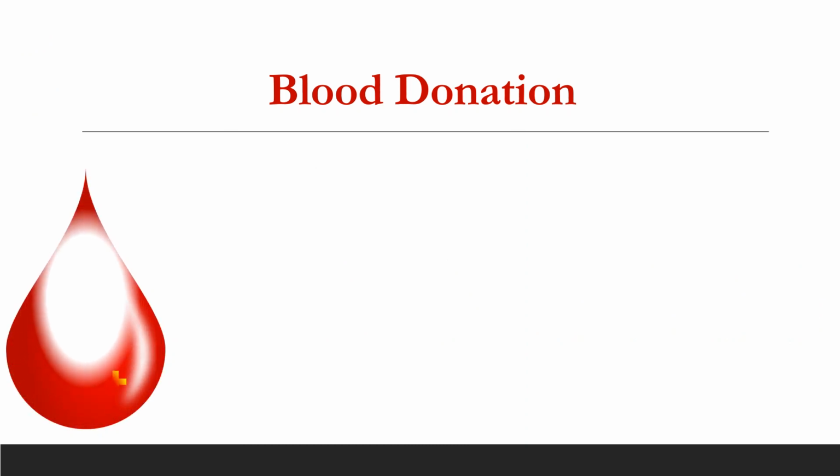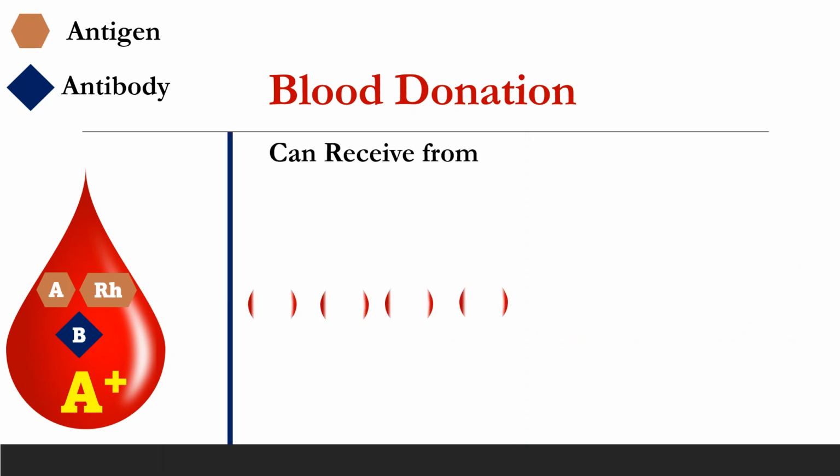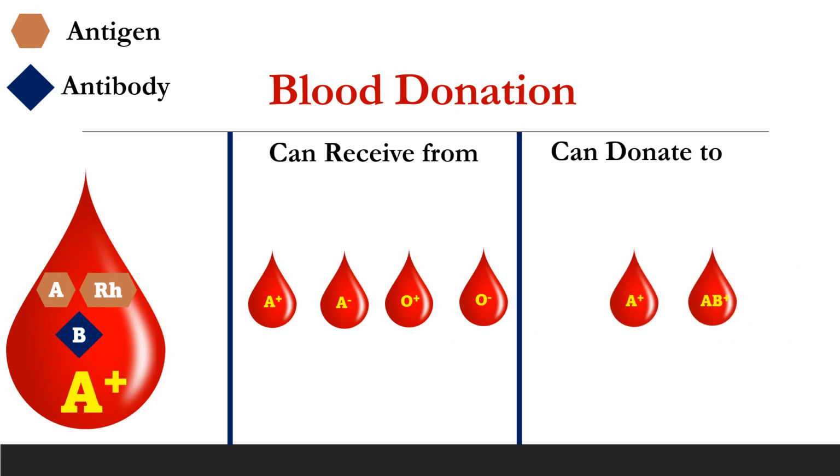If you go for A plus, because it is a plus, the RH factor will be there, and antigen A and antibody B are there. In this case, they can receive blood from A and O blood groups, so either A plus or A minus, O plus or O minus, and they can donate blood to A plus and AB plus only.